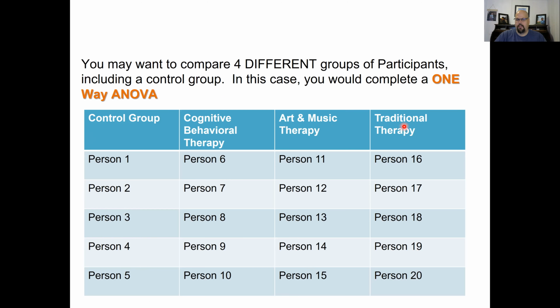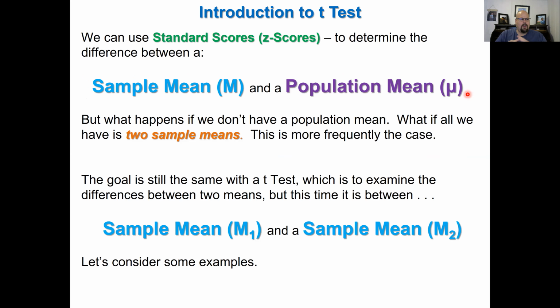Okay, so let's introduce the t-test. The t-test is a way to analyze, like I said, and compare 2 sample means. We can use standard scores or z-scores to compare a sample mean to a population. We don't usually have population information. Instead, what we usually have are 2 sample means. So if we have 2 sample means, how do we do that? How do we make those comparisons? Well, we can then compare mean 1 to mean 2 using a t-test.